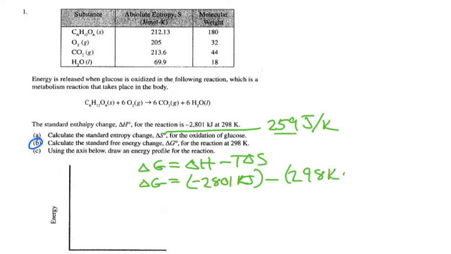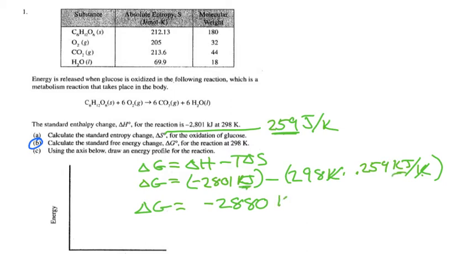But I don't want to do 259. You can probably guess why. It's in joules, and the rest of the stuff is in kilojoules. So we want to do 0.259 kilojoules per Kelvin. And you notice the kelvins cancel, one on top here and one on bottom over there, and we can calculate our delta G. And it looks like we're going to get negative 2880, and we got to think about units. Well, we had all of these in kilojoules, so it's probably reasonable to say kilojoules, and usually it is per mole.